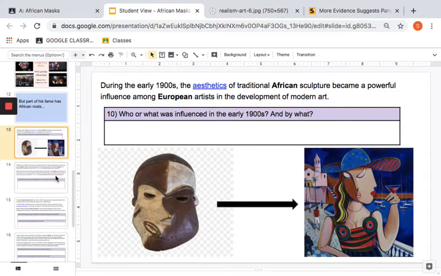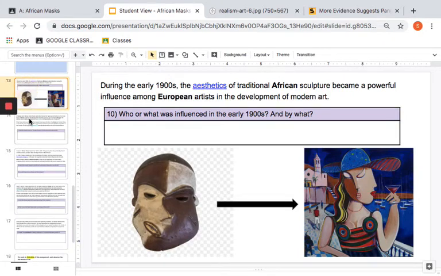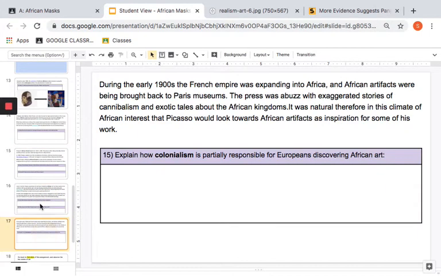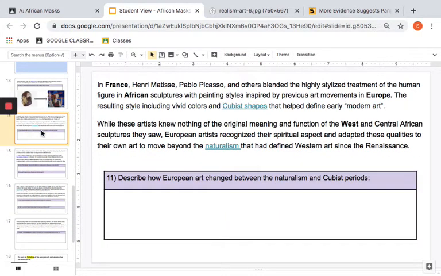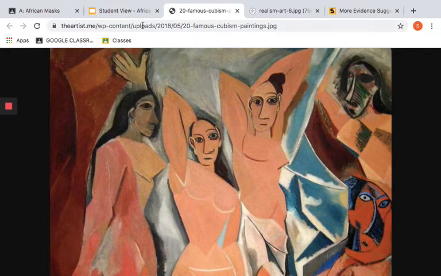So slides 13 through 17 are basically just short readings telling you about Picasso's influence and how he came into that influence from African art. So you're just going to go through one by one, and you're going to respond to the questions, not allowed to read, but I do want you to learn about it. Again, I made you hyperlinks, so if you want to know what a cubist shape is or what naturalism is, you can click the links, and it will give you a little bit of information about what we're talking about.